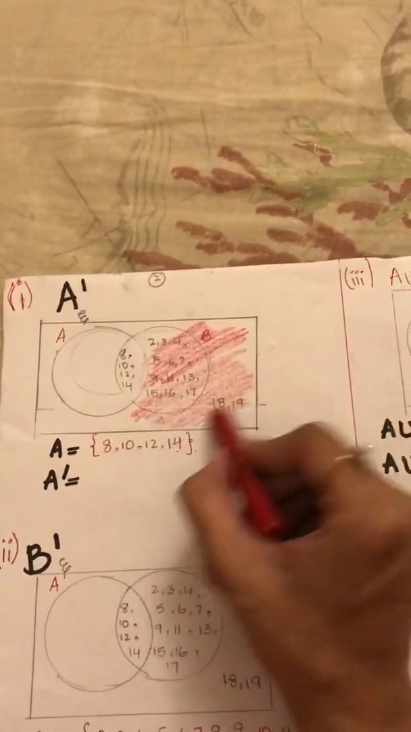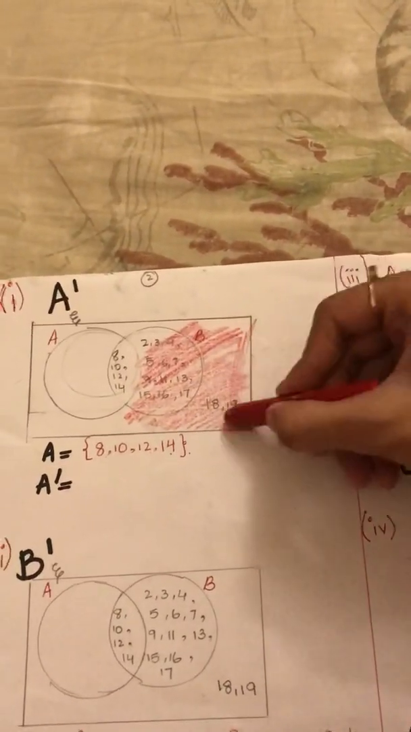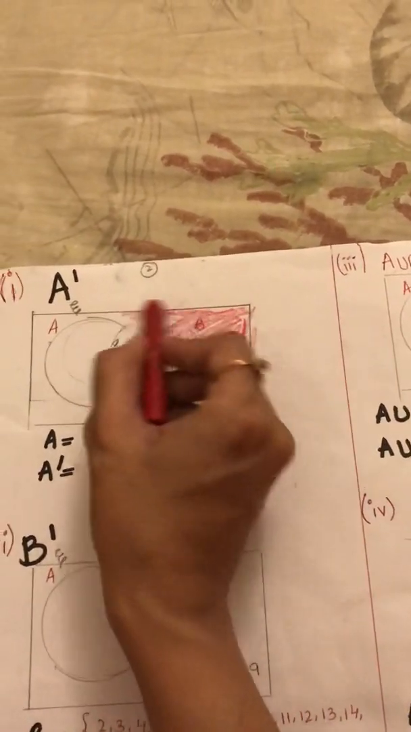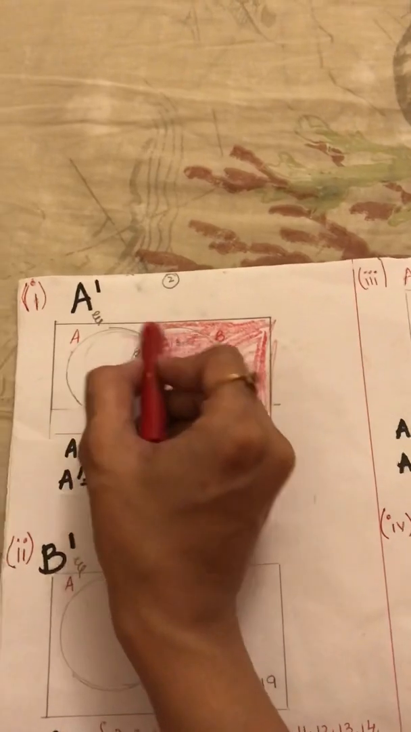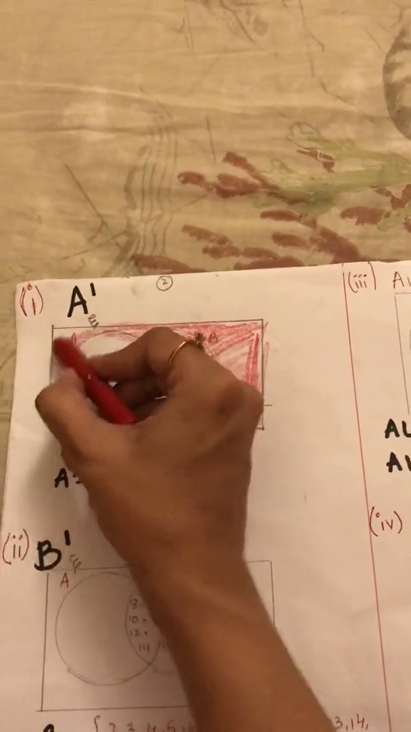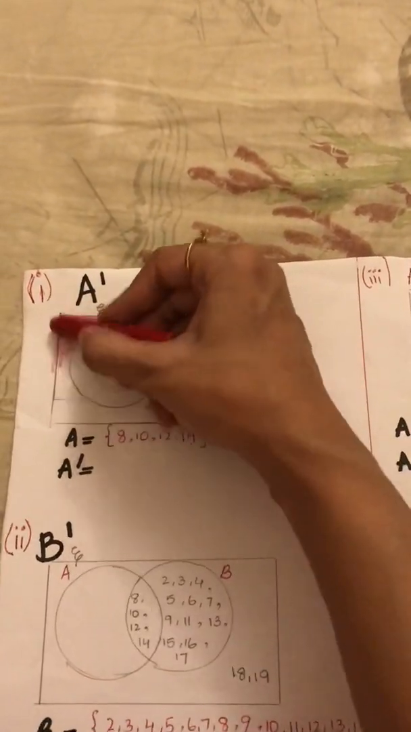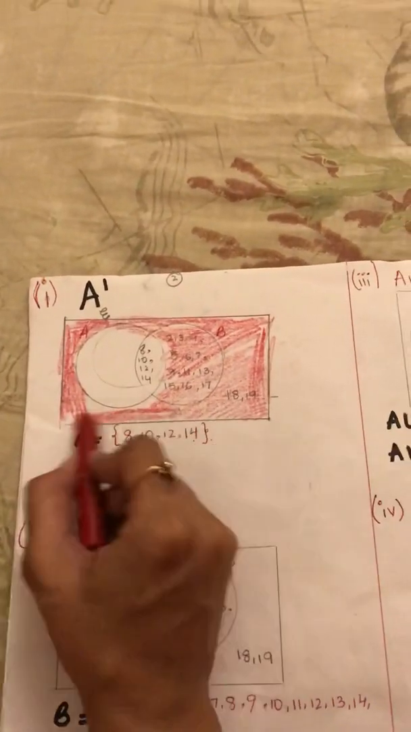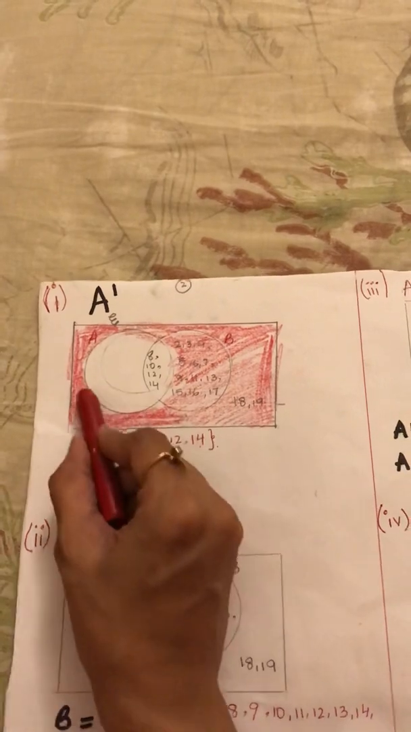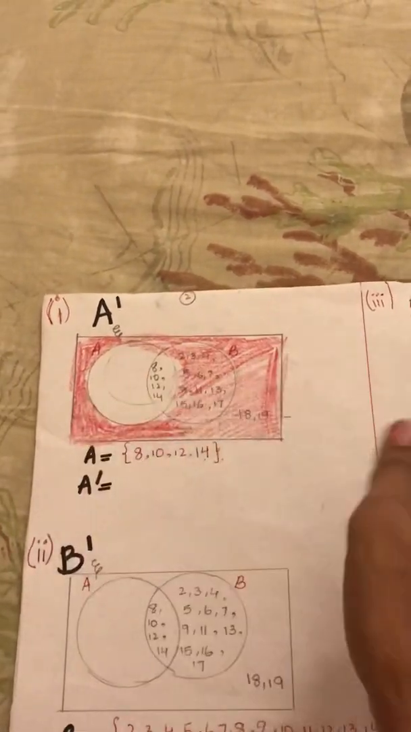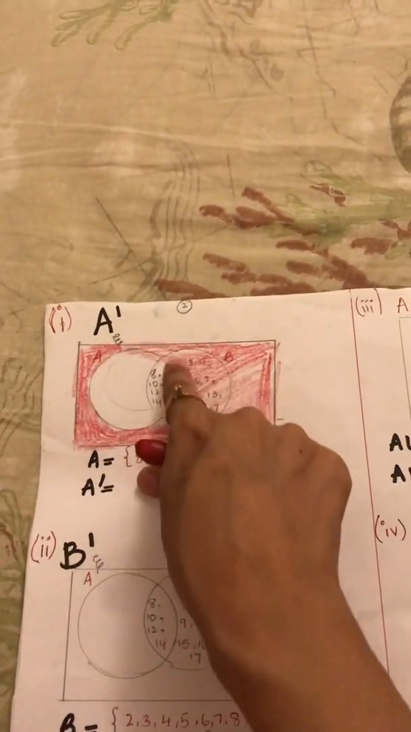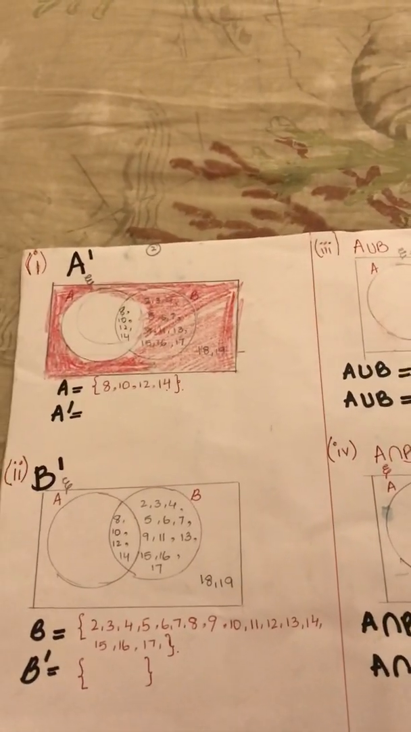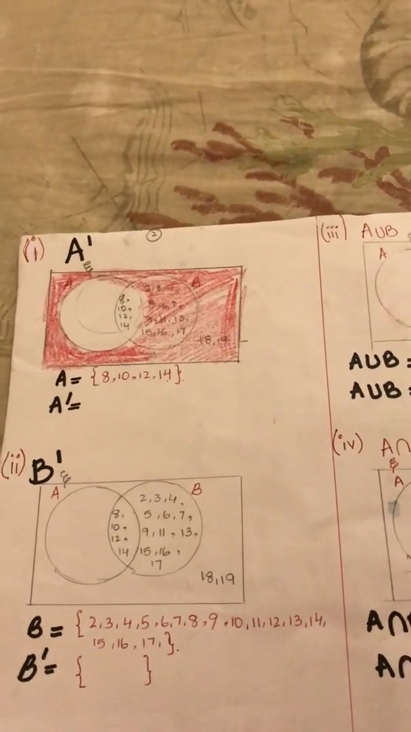Now I am doing the shading simultaneously for you so that the shading might help you, and of course as shading is in your syllabus, it will cover everything and your concepts will be clear. See, I have not shaded this part, right? Besides this, everything belongs to A complement or A prime.